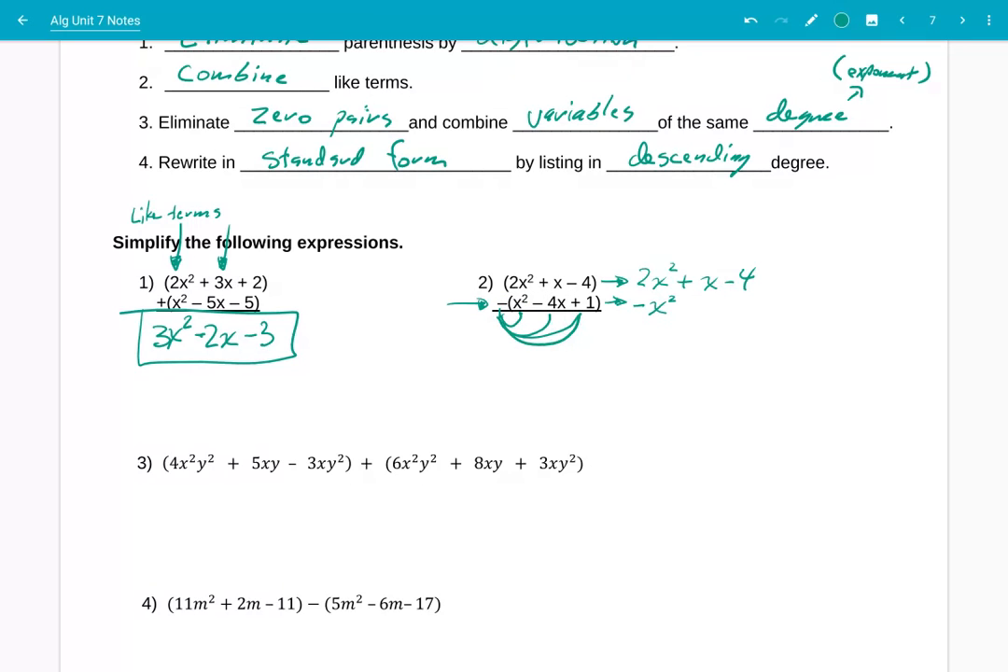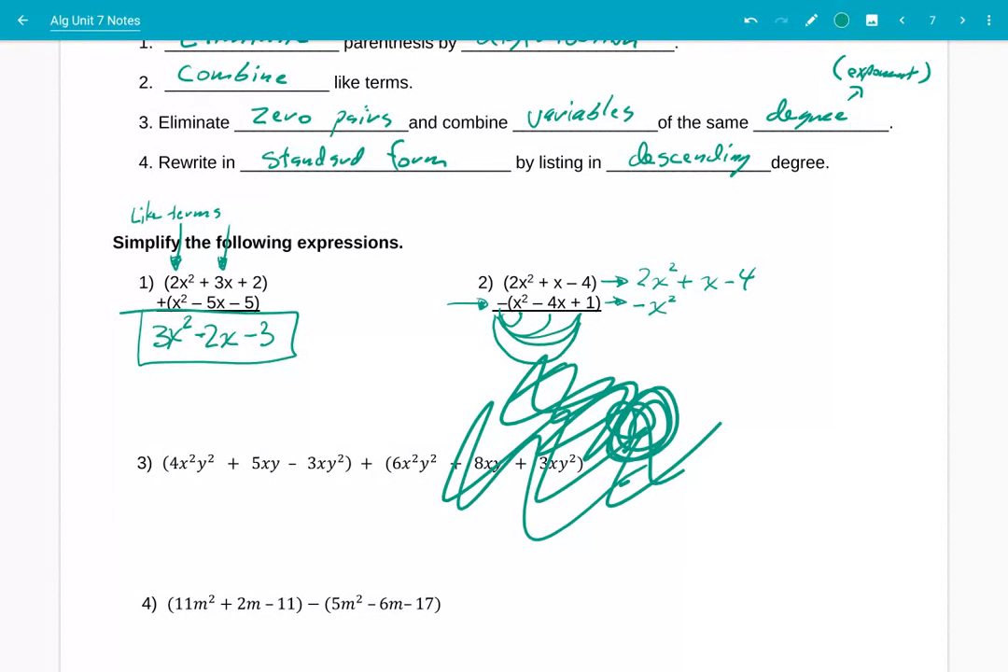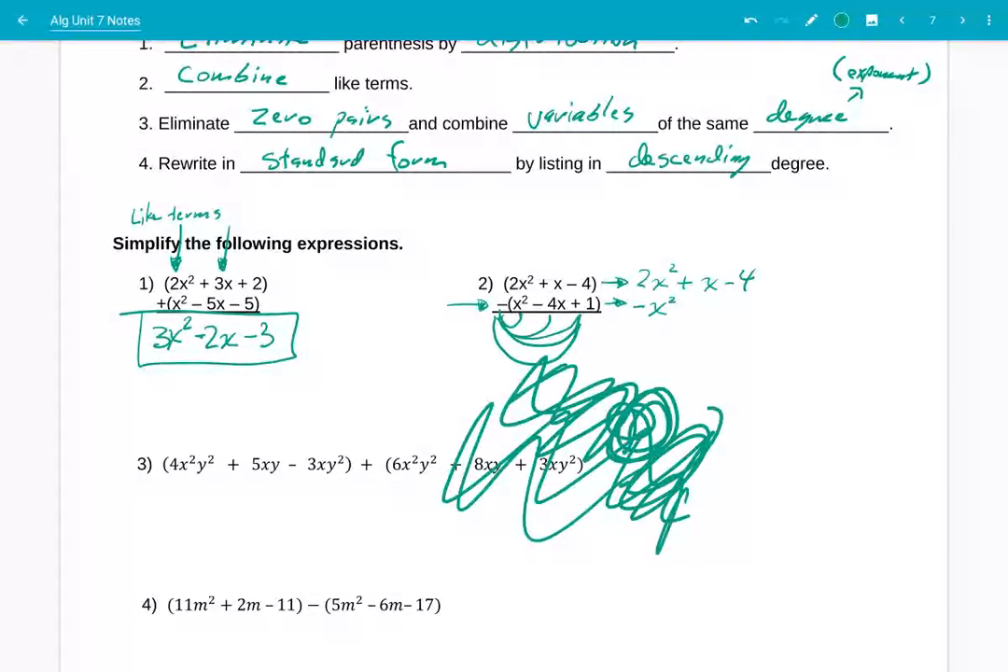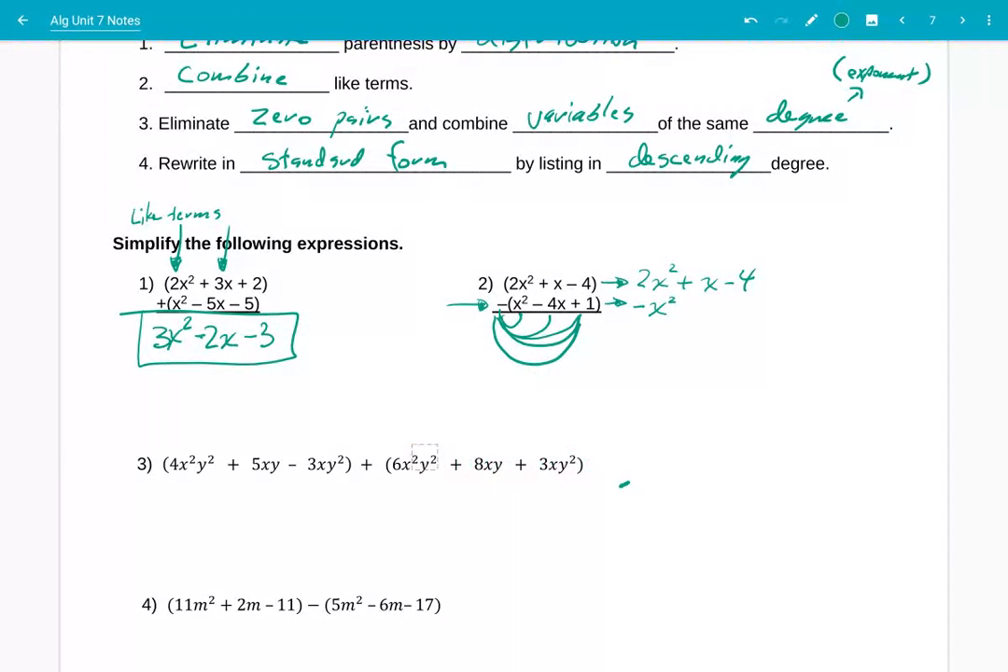Oh, come on. Why? Okay. All right. Well, now it's working.